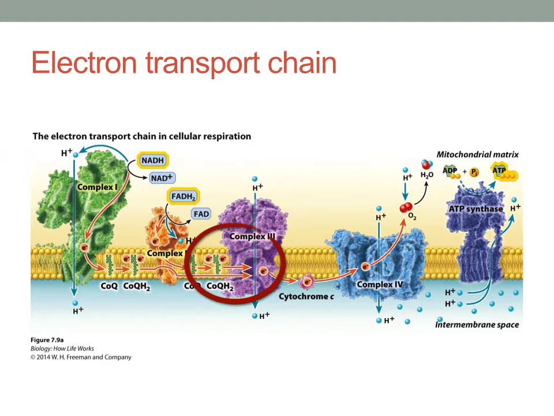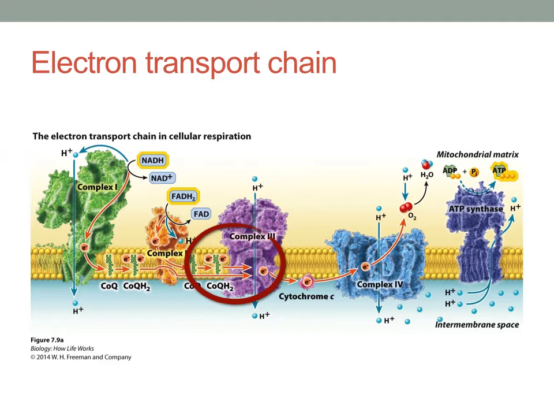When the electrons come from FADH2, in contrast, they arrive directly in complex 2. So when electrons are coming from NADH, they come in complex 1. When they come from FADH2, they will come in complex 2. Now, they end up in the same place. They will end up in complex 3 once the CoQ has taken them and shuttled them to complex 3.